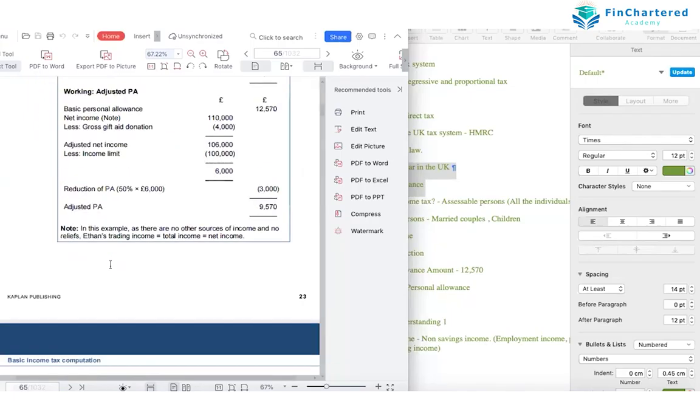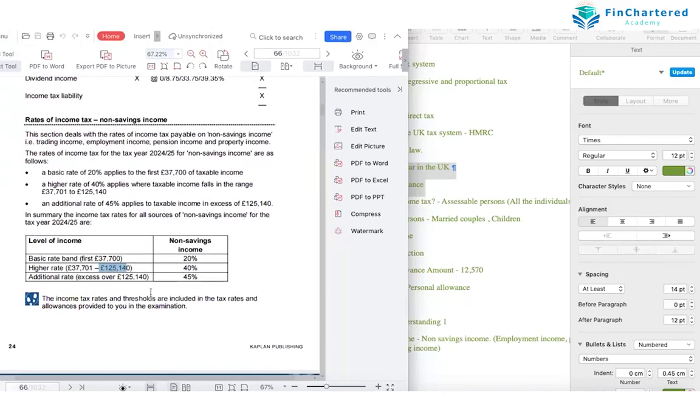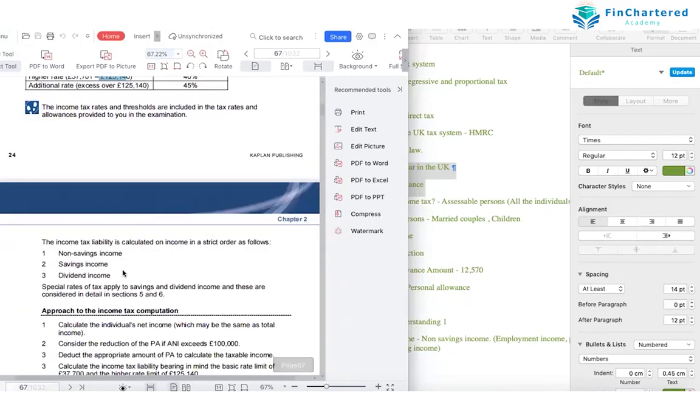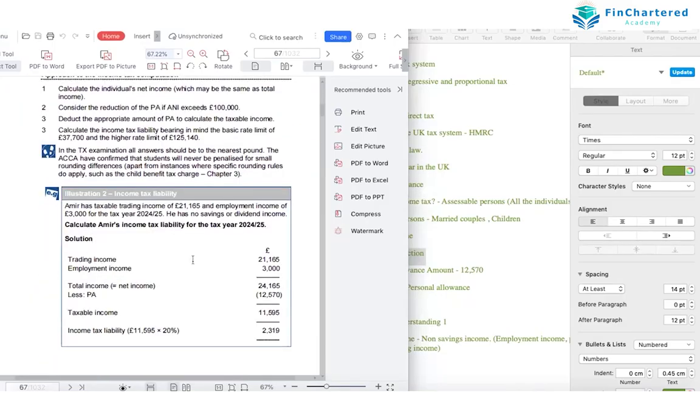Ethan's example we saw, income tax liability at 20, 40, 45%. There is absolutely no difference in that. Up to 37,700, we have 20%. We're taxing you at 20%. Up to 125,140, we're taxing you at 40%, and anything above that is taxed at 45%. So there's no difference. The order of deduction also is the same as we've seen earlier. There is absolutely no difference.